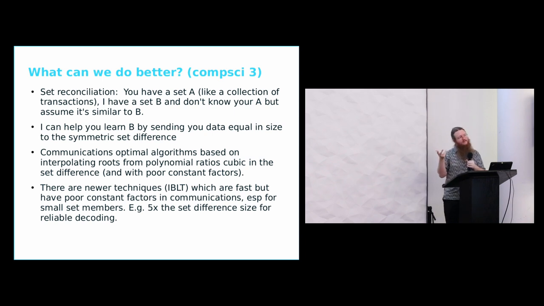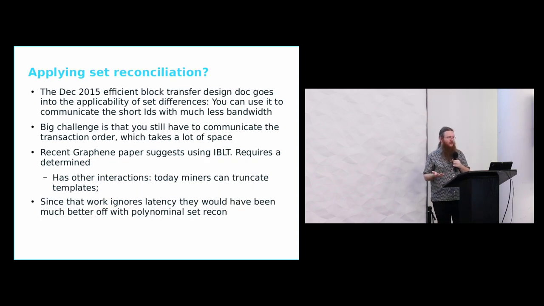So how could you use this set reconciliation technology? Back in this early efficient block transfer design doc that I wrote, I described that you can use this to just send the short IDs in a compact block and use much less bandwidth. But the big challenge in using that is that you still have to communicate the transaction order, because that's normative in a block, and miners can make whatever order they want subject to the dependency graph.